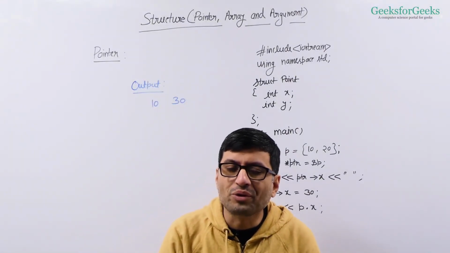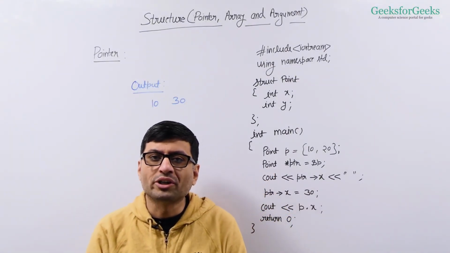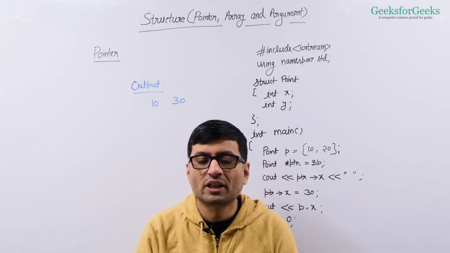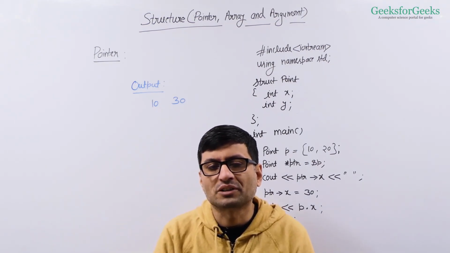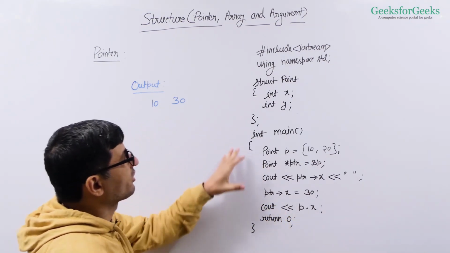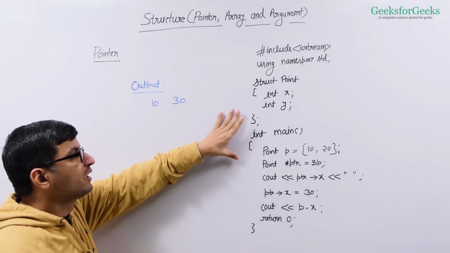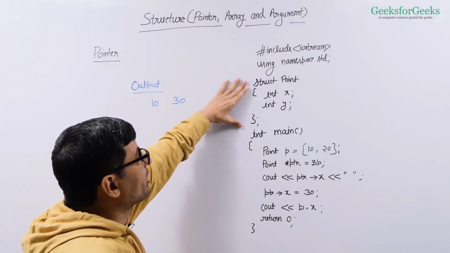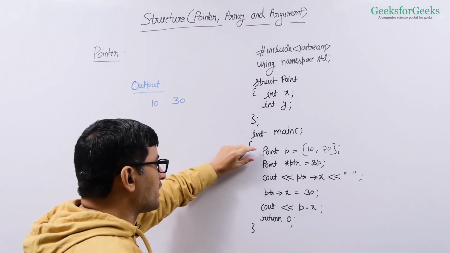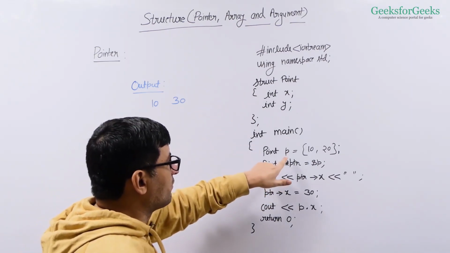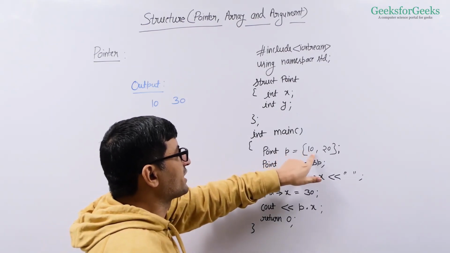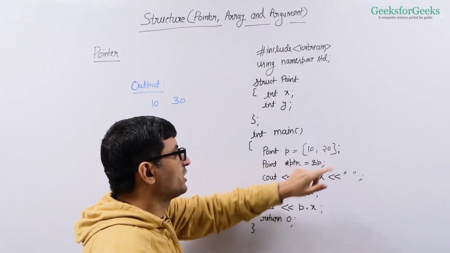Hi, in this video we are going to talk about structure pointers, arrays of structures, and passing structures to functions. Let's take a look at this example which demonstrates structure pointers. We have created a structure here, point, and in the main function we have created a variable of the structure. We have initialized x as 10 and y as 20.